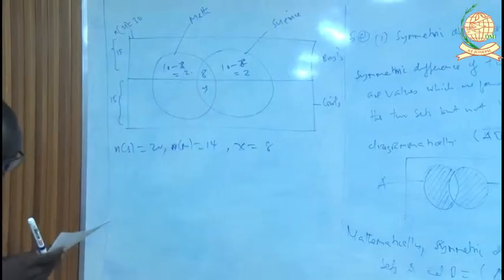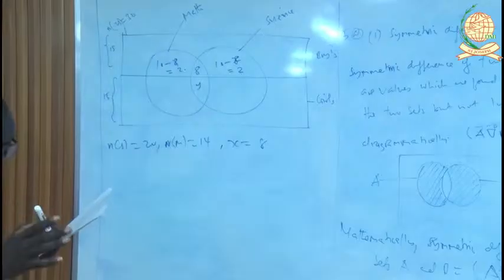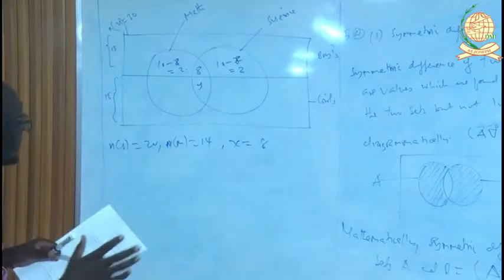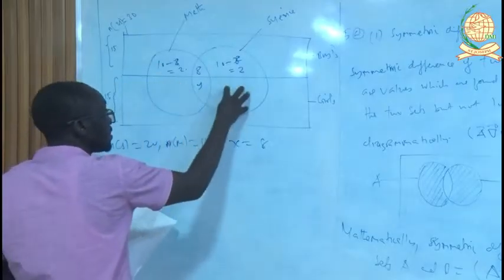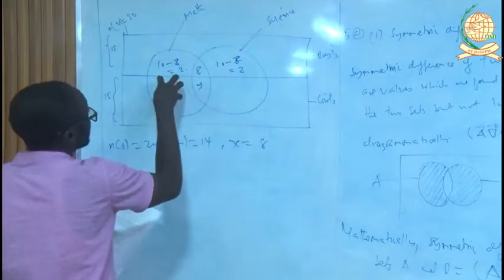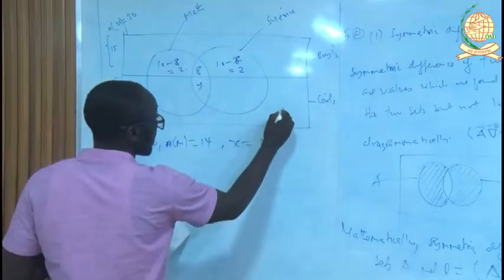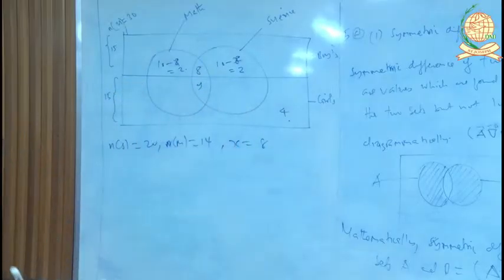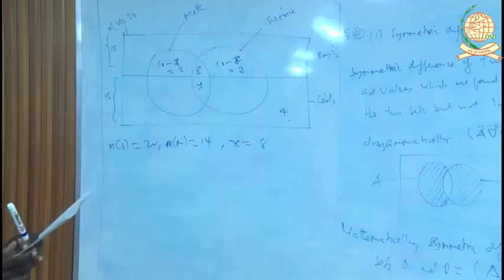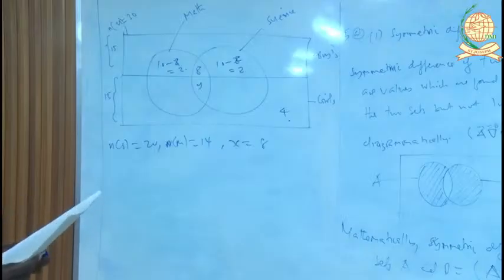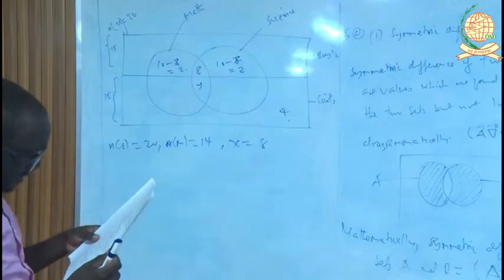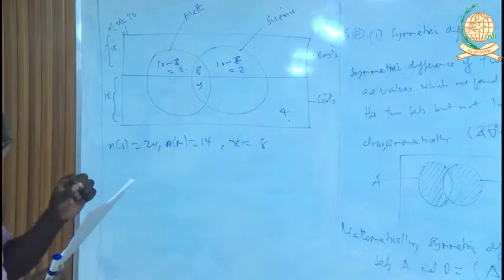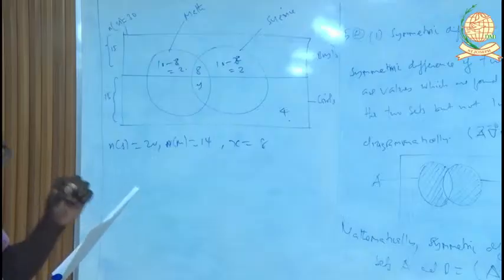And what follows, the question says 4 of the girls study neither science nor math. This is the set of the girls. So 4 girls are not here, nor here. They don't study math, they don't do science. So we're going to write them here because they are just 4. And the question says, how many pupils in the class study both science and maths?